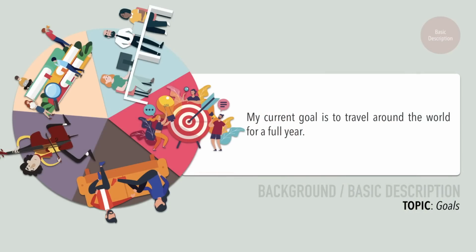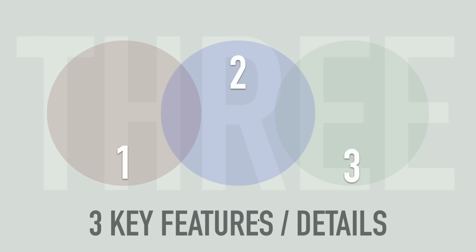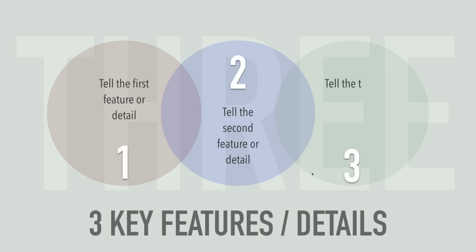All right, now we're going to move on to the second step. The second step is 3 key features or details. That is why I said the number 3 before. So first, you want to tell the first feature or detail. Then you want to tell the second feature or detail. And finally, tell the third feature or detail. So you'll see what's happening.